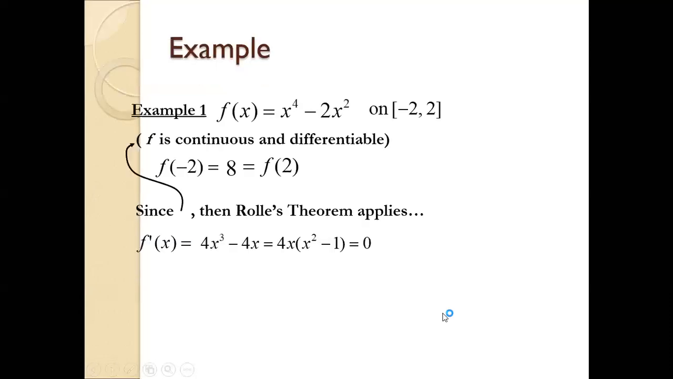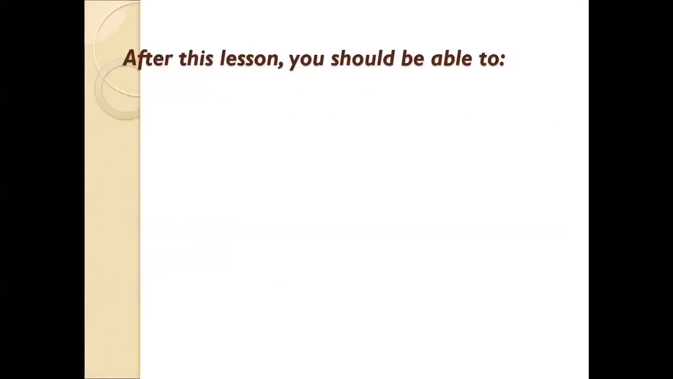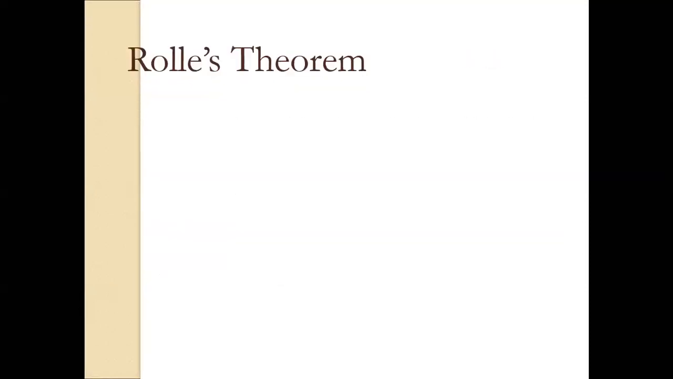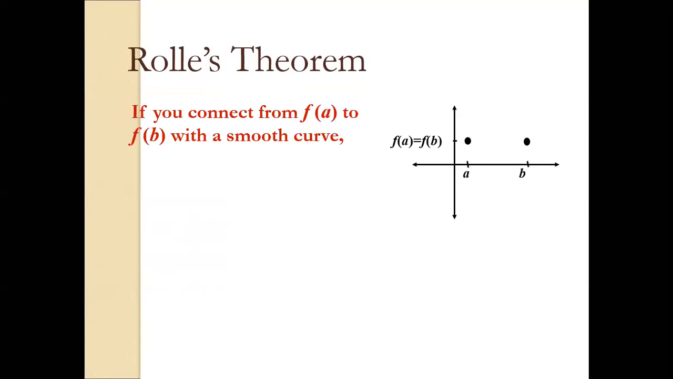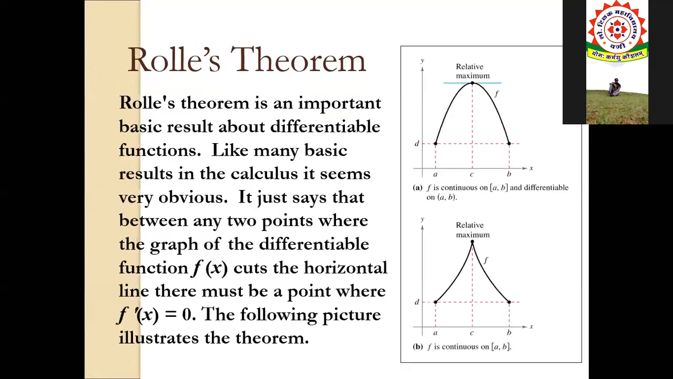Okay, starting again, we repeat some points, that is Rolle's theorem. If we connect from f of a to f of b with a smooth curve, there will be at least one place where f dash of c is 0. Then we see these two curves. The first curve is smooth and the other curve is not smooth because it has a sharp edge at point c.